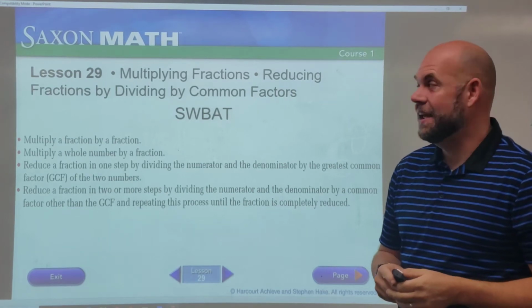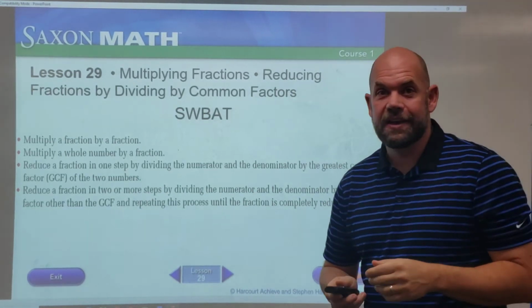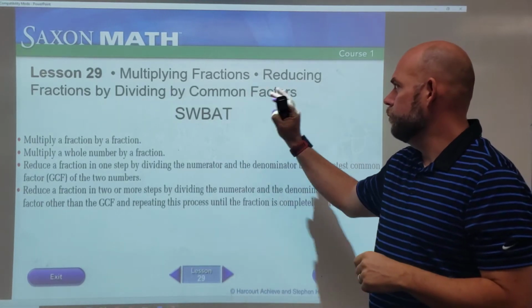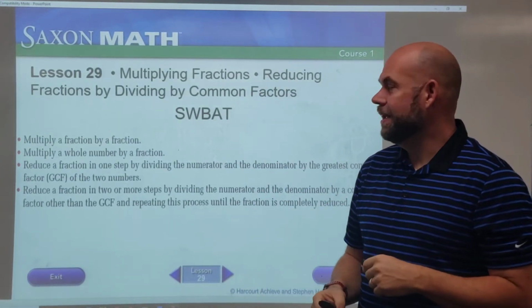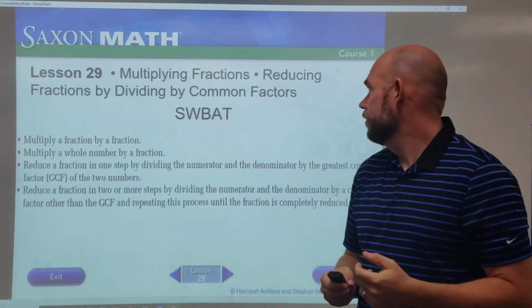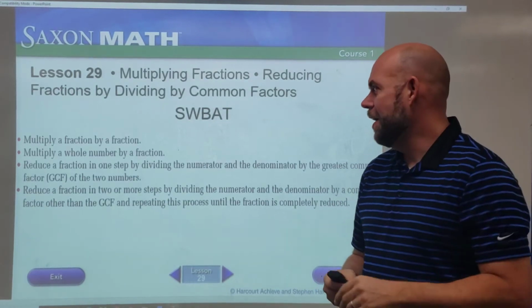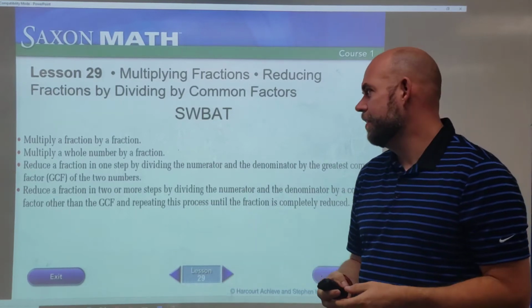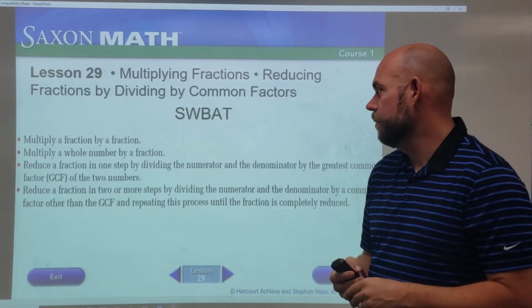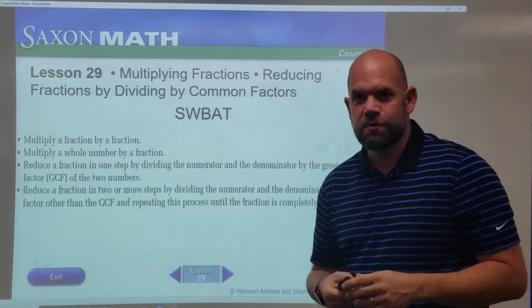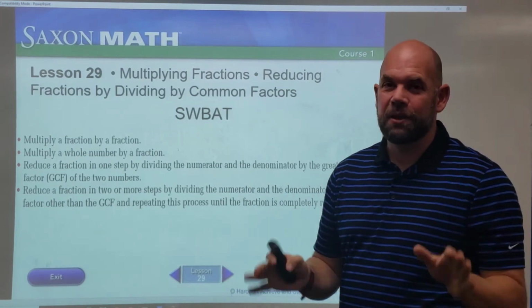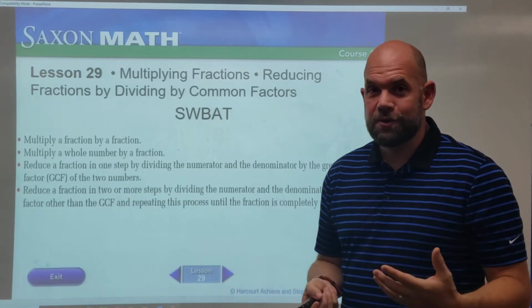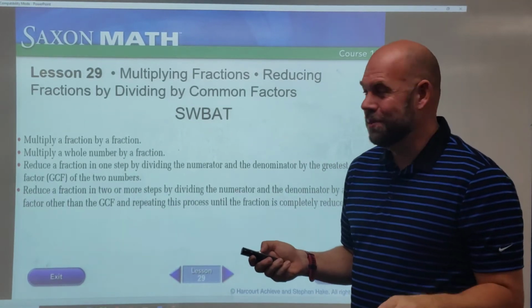I'm Mr. C, and today we're going to look at Lesson 29 in our Saxon Math. This is multiplying fractions and reducing fractions by dividing by common factors. We're going to multiply fractions by fractions, whole numbers by fractions. We're going to reduce fractions and use a few different ways to do that. This is an incredibly helpful lesson. This is going to make math a lot easier for you once you learn how to do this. Math is going to be way easier.